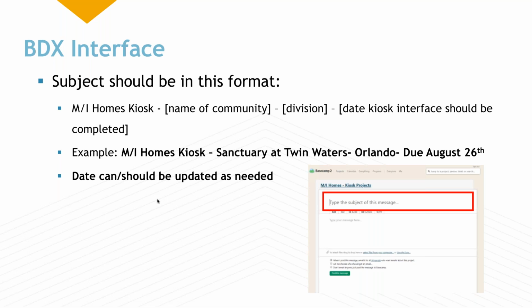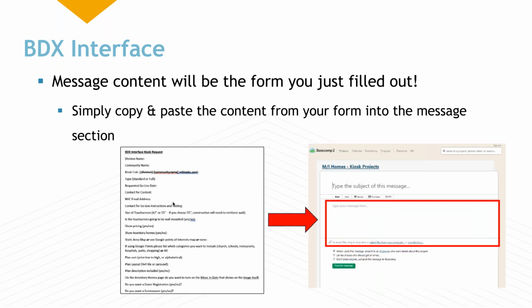It would be MI Homes kiosk, name of the community, Sanctuary Twin Waters, Orlando, and then the due date. Your due date can be updated as needed, so don't feel like you have to know exactly. We know that the sales offices sometimes fluctuate in their opening, so go ahead and put in the date that you think, and then it can be pushed up or moved out if needed.